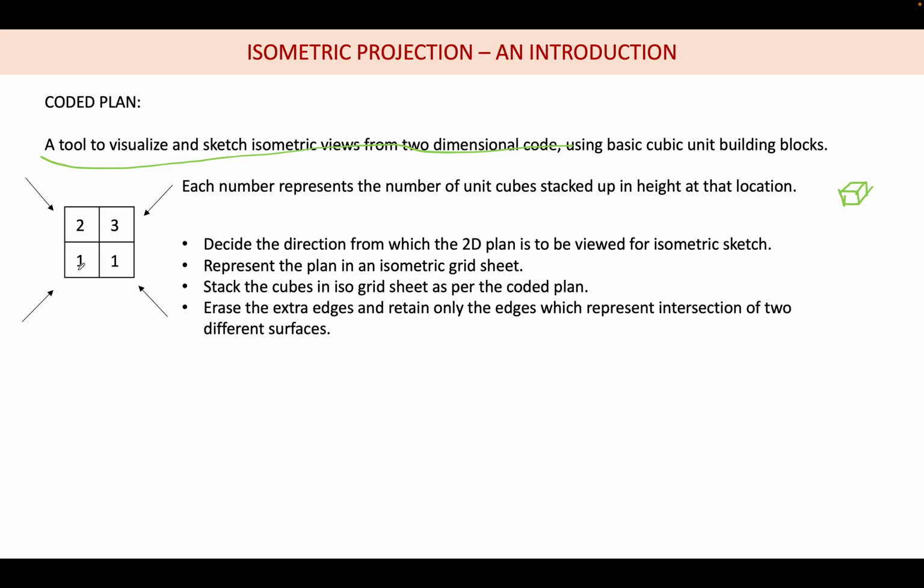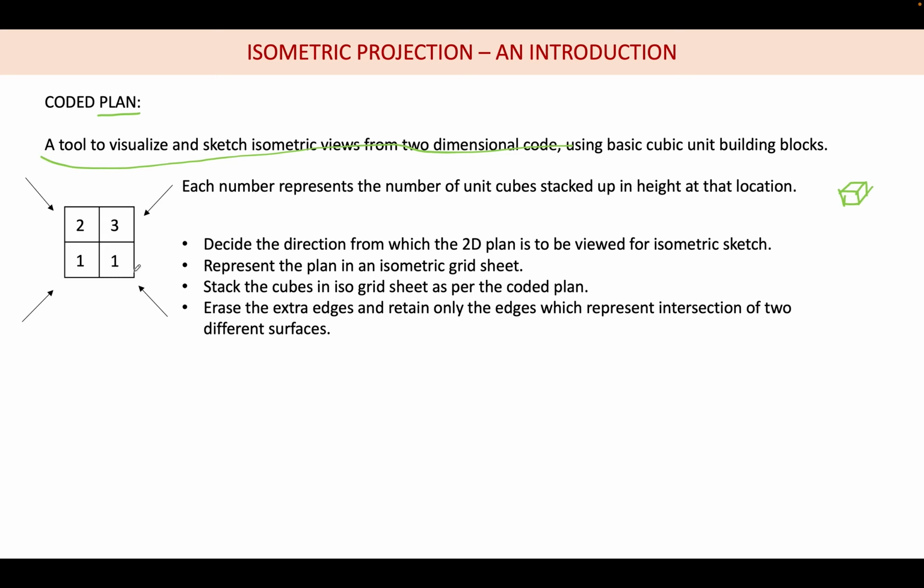I give some numbers: 1, 1, 2, 3. This 1 means there is one block over here. This 2 means there are two blocks, one on top of the other. Here there are 3 blocks, one on top of another and another on top of it, and this is your one block. I told you the plan is a top view. So from the top if you look, you are just giving the number: one block over here, 2 cubic blocks over here, 3 over here and 1 over here.